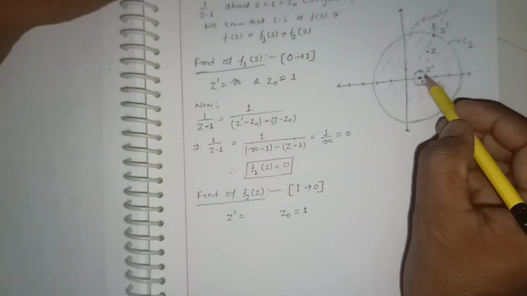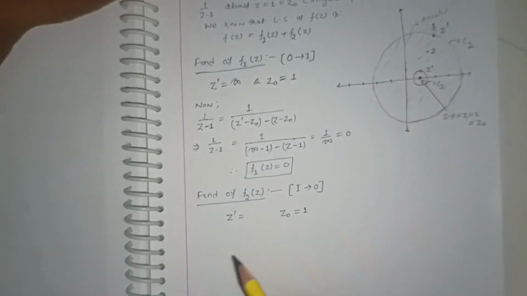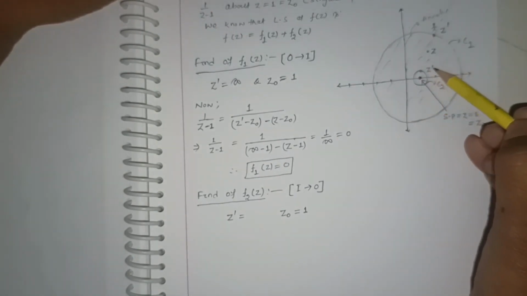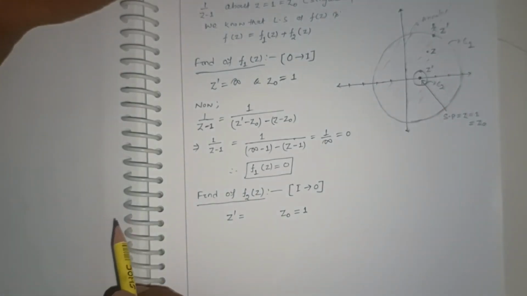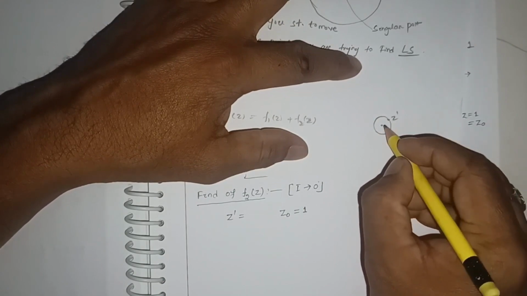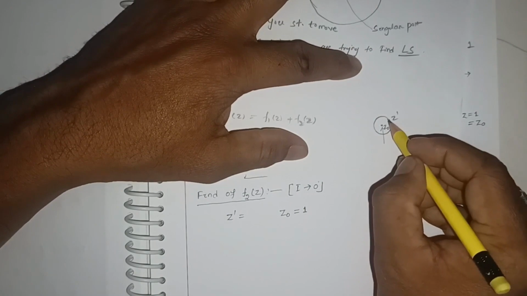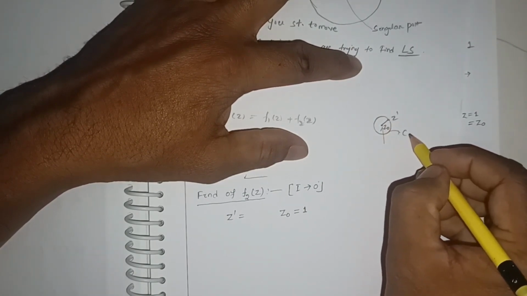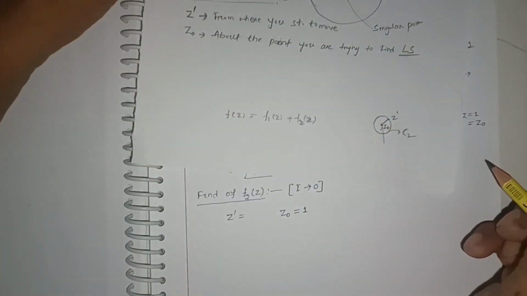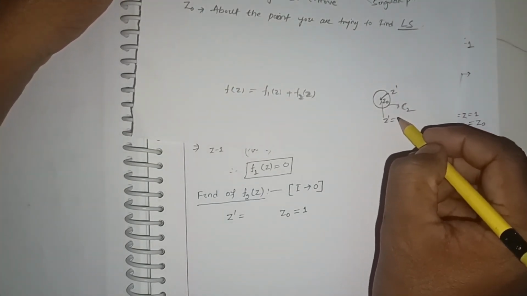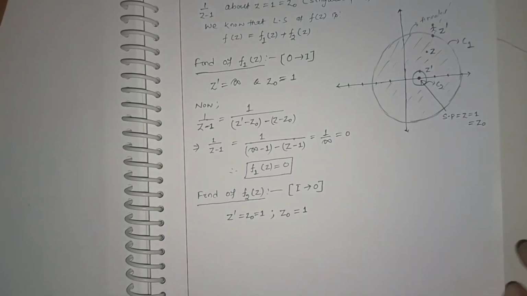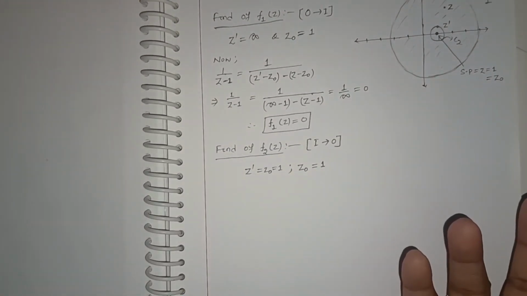Previously we have discussed many times that this circle is very close to this point. That means the radius of this circle C2 tends to 0. If it is so, this z dash will be z0. I'm going to show you. This is your C2 circle, here this is z dash and this is your z0 point. If this radius is very small, then z dash is going to coincide with z0. So for this case, z dash will be equal to z0, which is 1. So z dash will be 1 and z0 we know is 1.